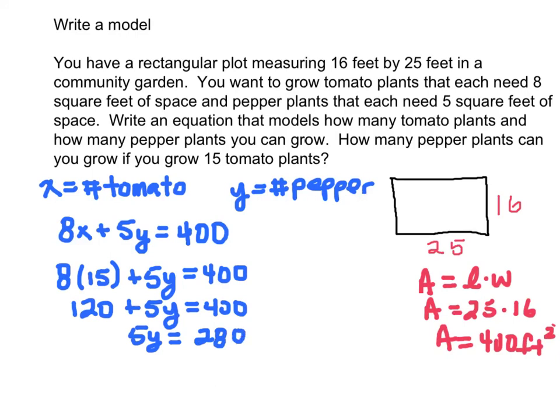I want to know what y is, and so I'm now going to divide both sides of this equal sign by 5, and y is going to be equal to, and 5 goes into 280 56 times. I'm going to be able to plant 56 pepper plants if I plant 15 tomato plants.